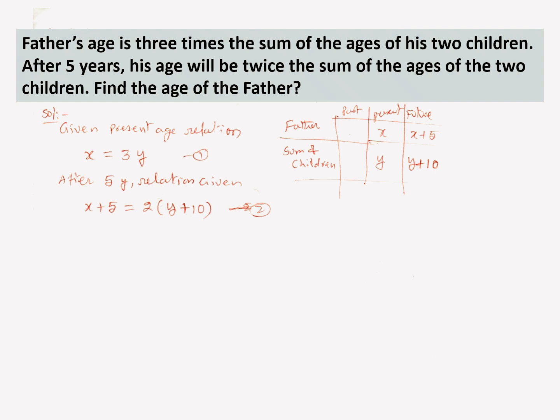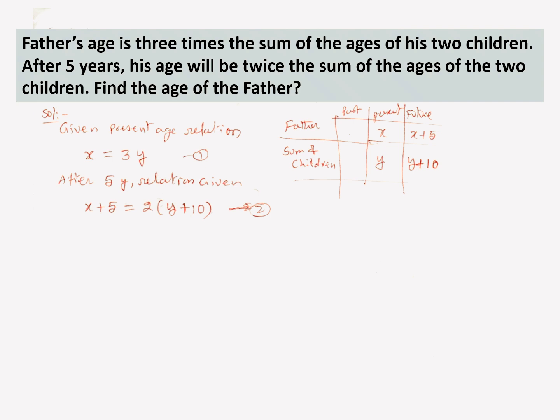Generally we will make a mistake here. If you write y plus 5, that is wrong, because here we have to take the sum of the 2 children's ages. Each child plus 5, so we need to get y plus 10. So after 5 years his age will be twice the sum of the ages of the 2 children. So x plus 5, that is father's age, will be 2 times the sum of the ages of the 2 children, that is y plus 10. So these are the two relations we got.